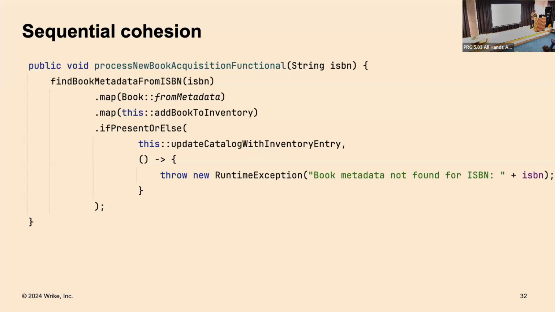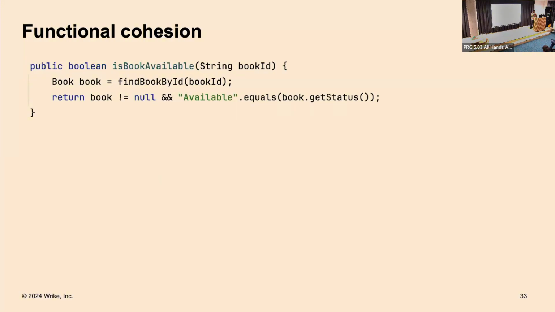And when we remove this obstacle, we get the top level of cohesion, the functional one. The module completely solves exactly one problem. This method is clear, it's easy to test, and it has a small number of reasons to be changed.